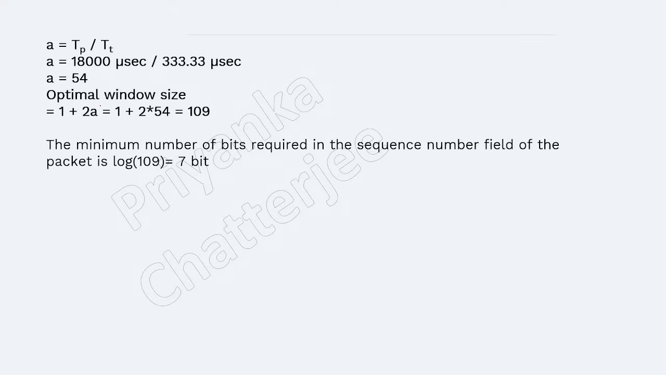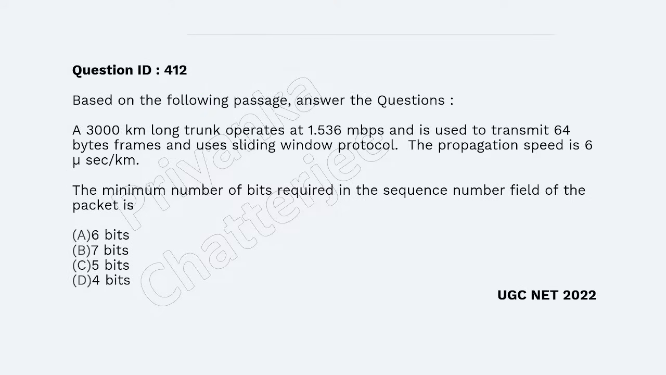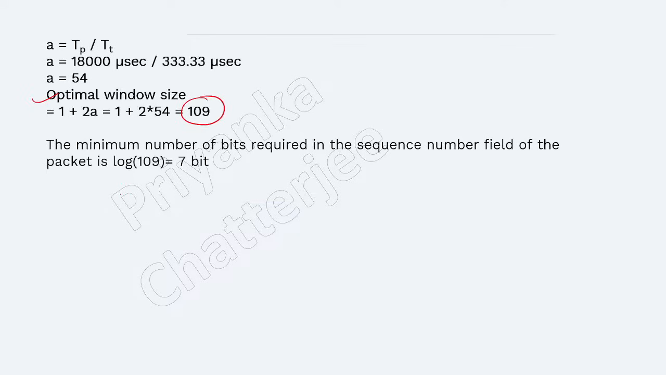Yes, here the answer will be 7 bit, because just now we found the optimal window size is 109. The question is asking the minimum number of bits required in the sequence number of the packet. So the optimal window size I got is 109, so the number of bits will be log 109. Now 2 to the power 10 is 1024. 2 to the power 7 is 128, right? 2 to the power 6 is 64.